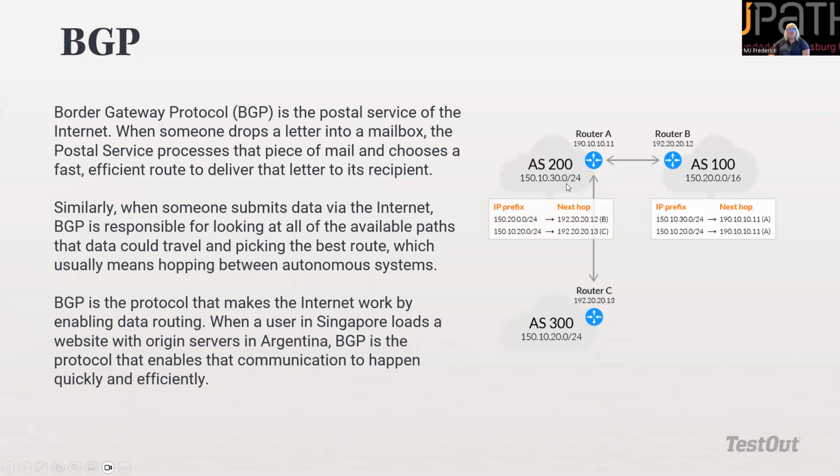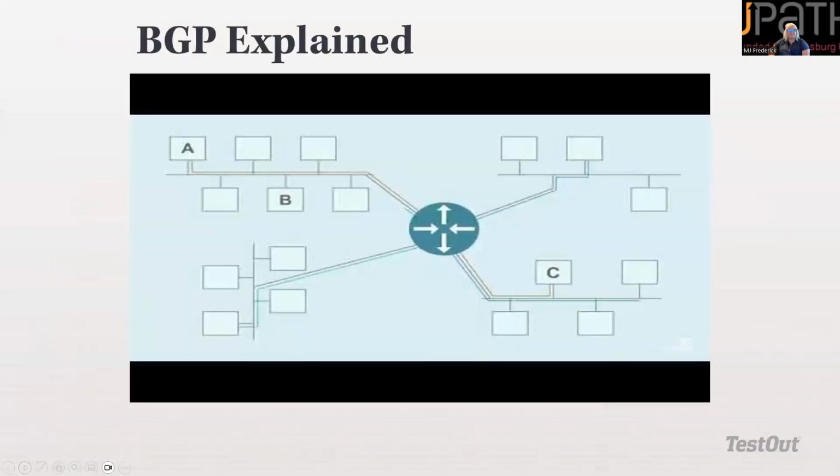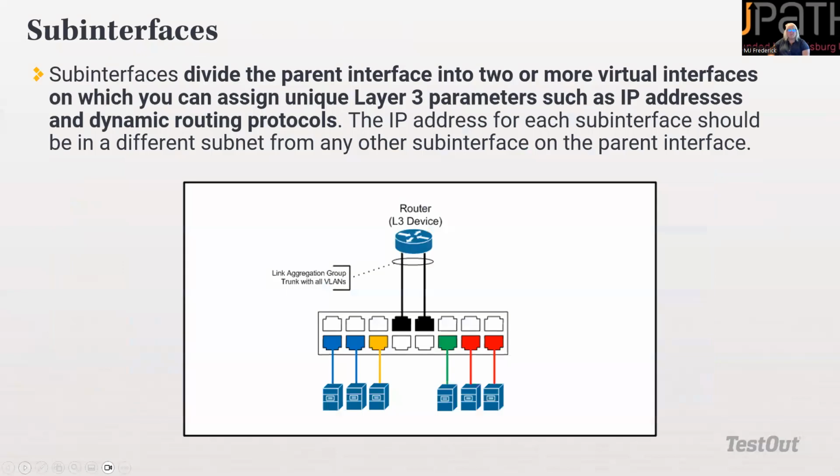If we're going to be sending information, what's going to be the best way, the quickest way, with the Border Gateway Protocol, as far as when we look at the prefix for B and C and A, the next hop, and then the next hop. And I have a video on BGP explaining.